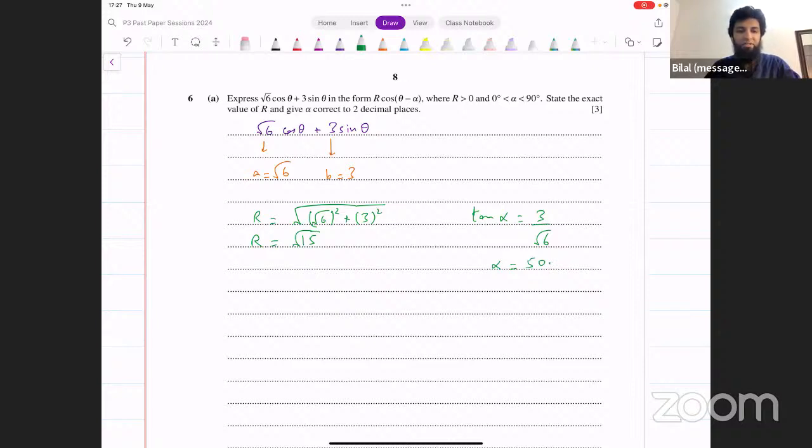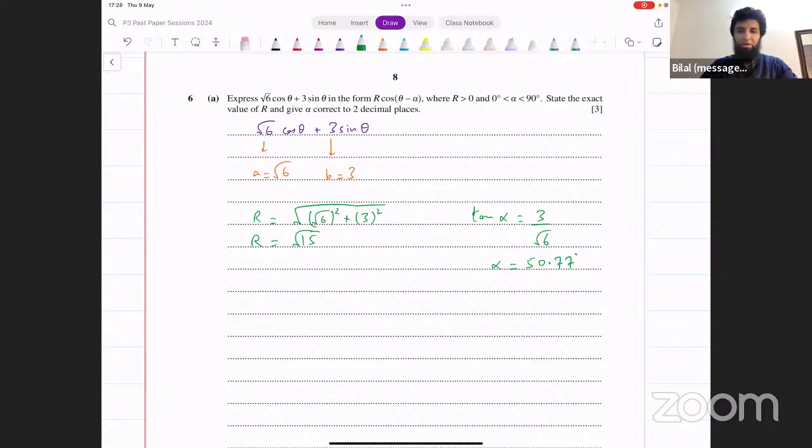50.768. Now, the question requires you to give this answer correct to 2 decimal places. Since it's a requirement of the question, you have to make sure that you do that. Otherwise, you lose 1 mark. Okay? You lose 1 mark for that. So what do you get from this? 50.77, right? That's the angle that you get to 2 decimal places.